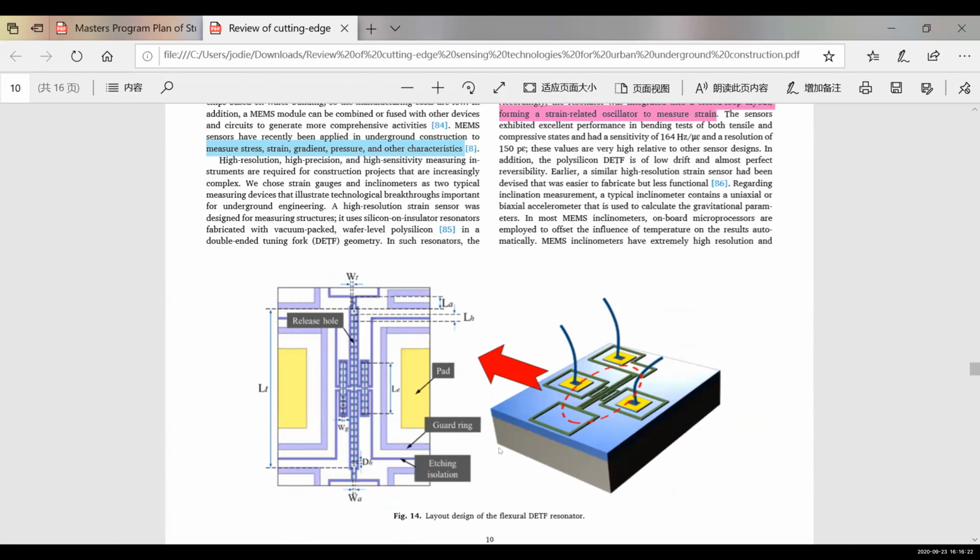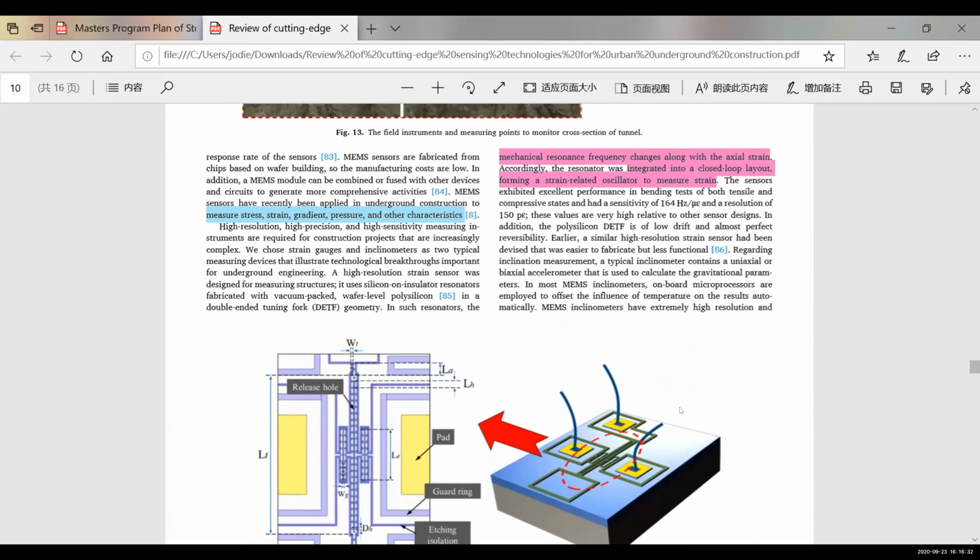And this picture shows the double-ended tuning forks. And the principle of it is that the mechanical resonance frequency changes along with the actual strain. And the resonator was integrated into a closed loop layout, forming a strain-related oscillator to measure strain.